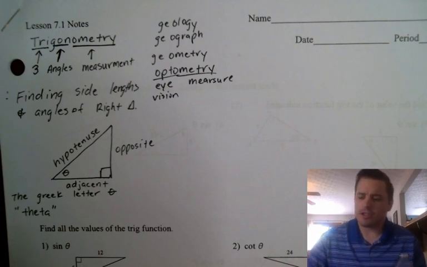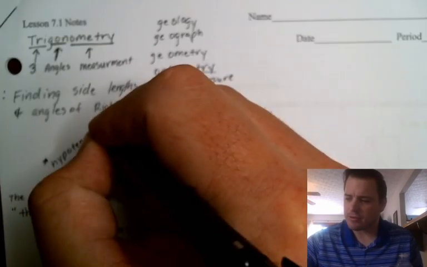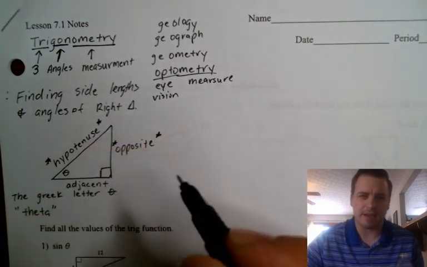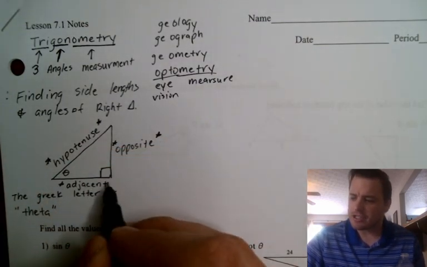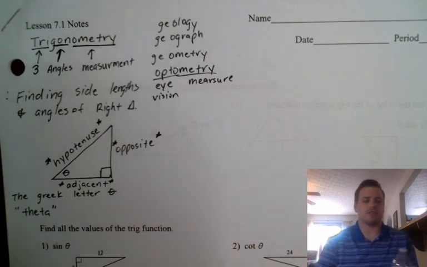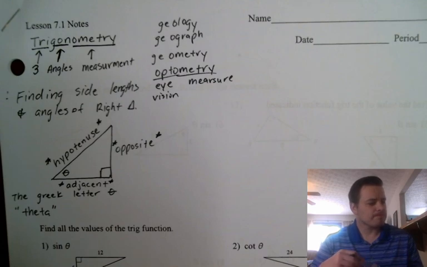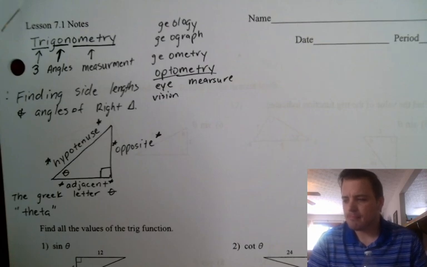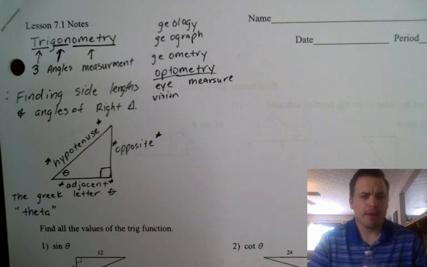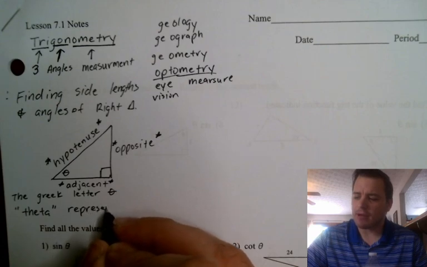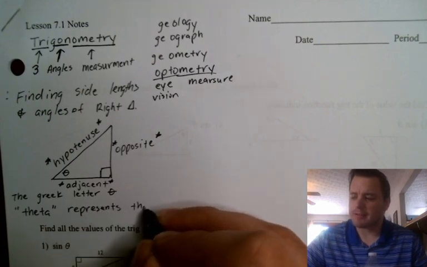This is your main gist. You need to know the hypotenuse is always the longest side. The opposite is always opposite the missing angle or the angle that's given. And adjacent is always the one that's adjacent to the angle. The Greek letter theta represents a variable, but we don't use x.